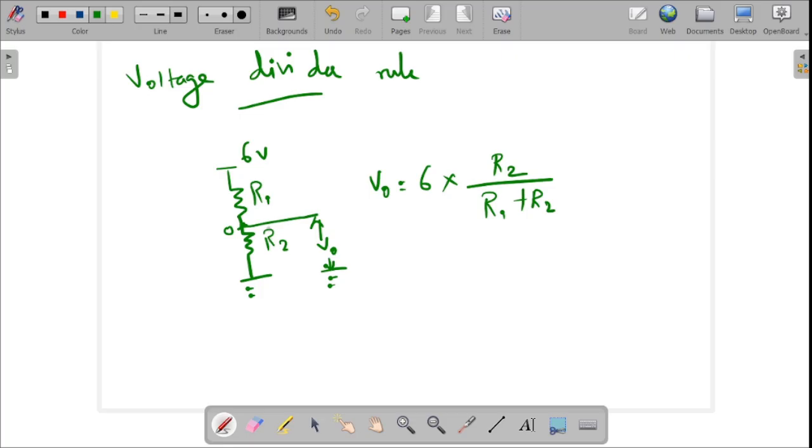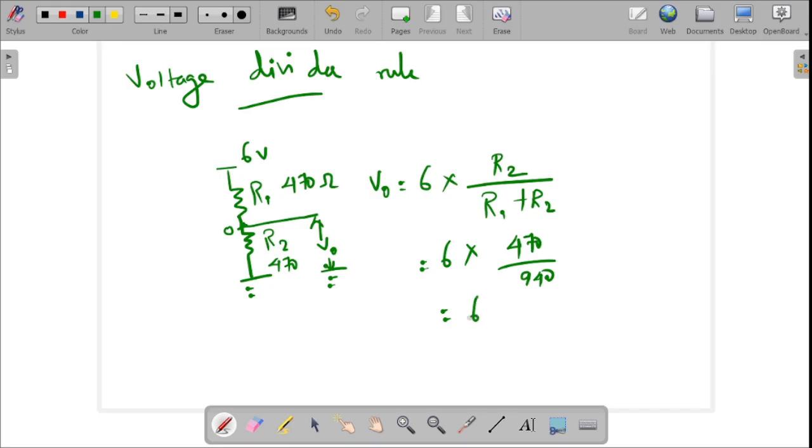Generally, I'll tell you a small shortcut for this. Whenever you have similar resistors, the voltage will be equally divided. For example, we will assume that R1 is 470 ohms and R2 is also 470 ohms. So according to the formula it is 470 divided by 470 plus 470; we just add it, 470 plus 470, 940.